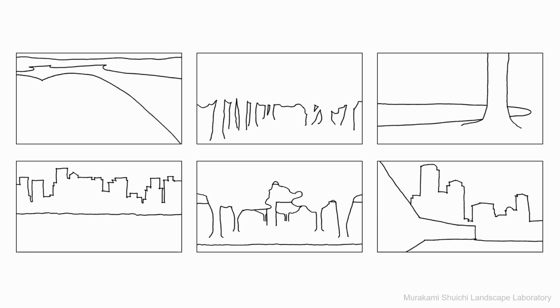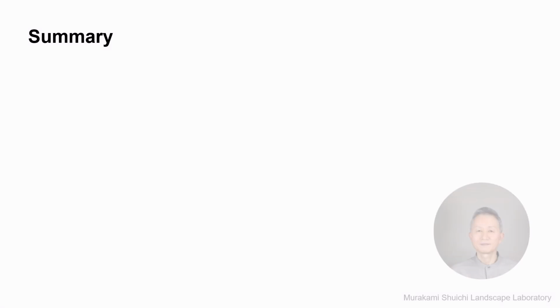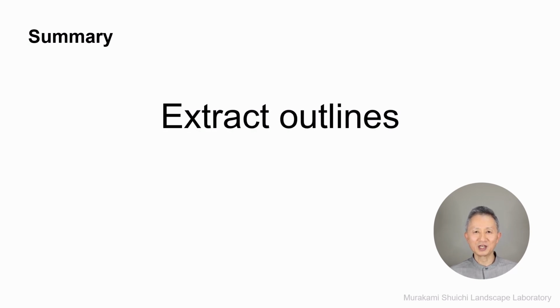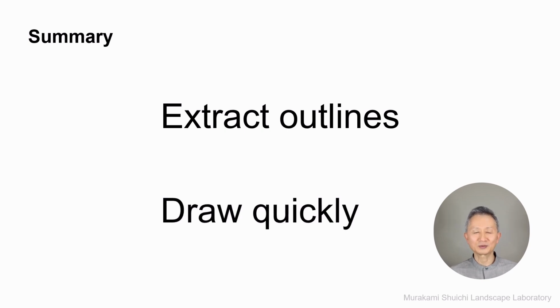When you observe and sketch in such a short time, you naturally begin to capture only the essential forms. Instead of trying to draw everything you see, you start to sense the structure of what you're seeing, and that's the key to this exercise. Here is today's summary. Extracting outlines helps you understand the basic forms of landscapes. One way to grasp basic forms is to draw landscapes quickly.